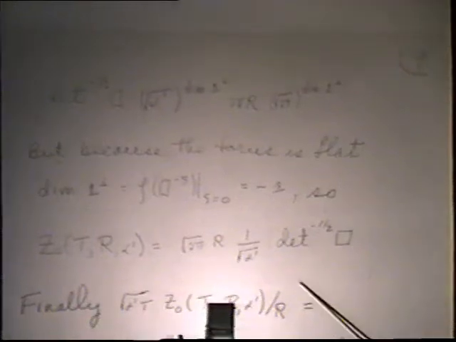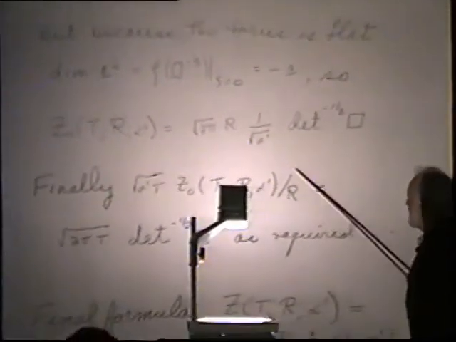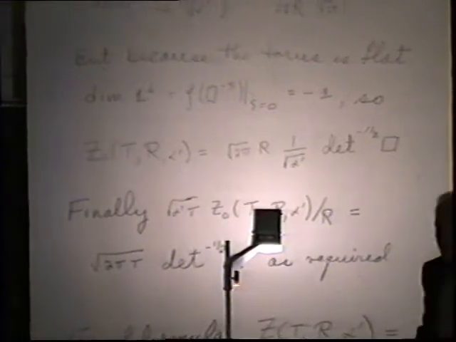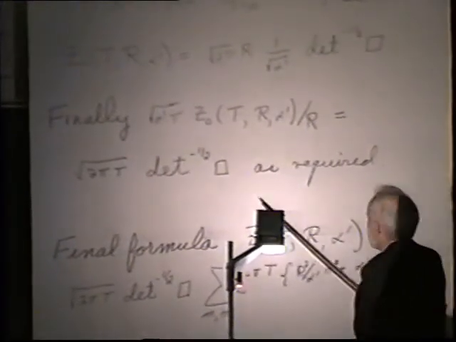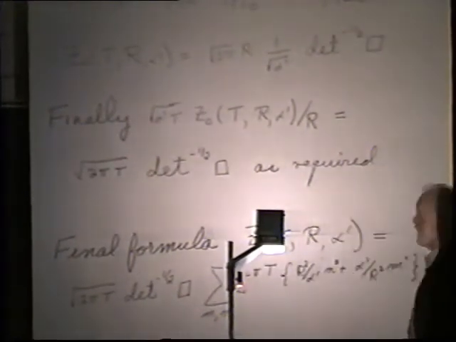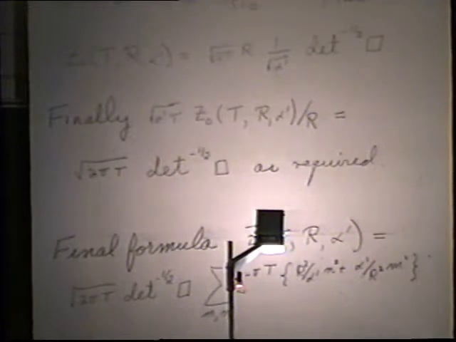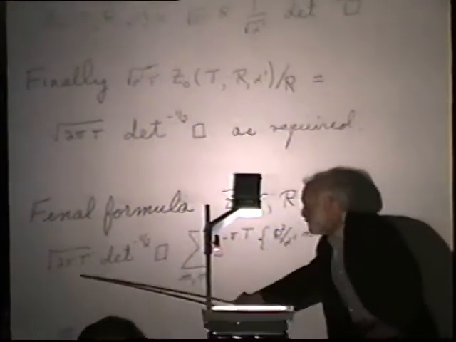And so finally, the part that we wanted to be independent of r and alpha prime is the expression here. And it is independent of alpha prime and r. So the final formula for Z of T, r, alpha prime is this one.